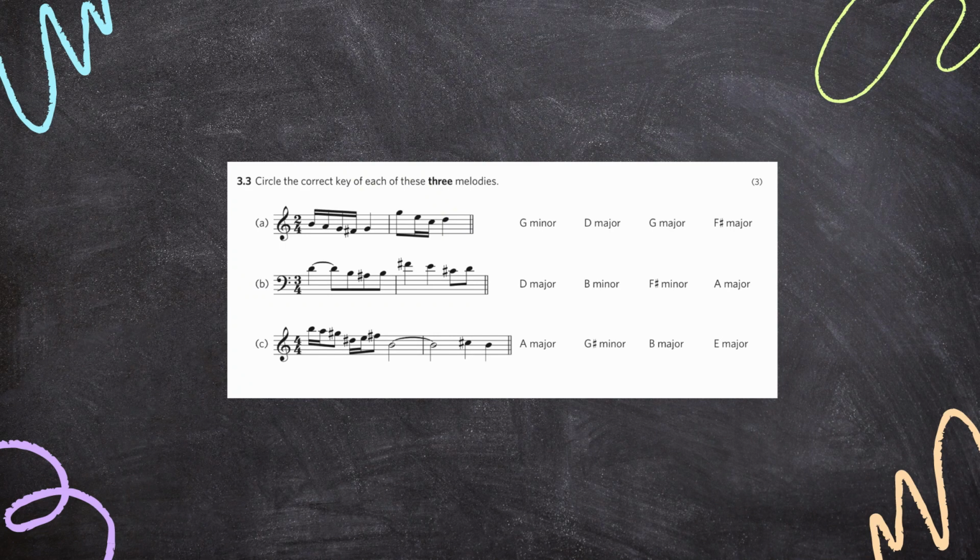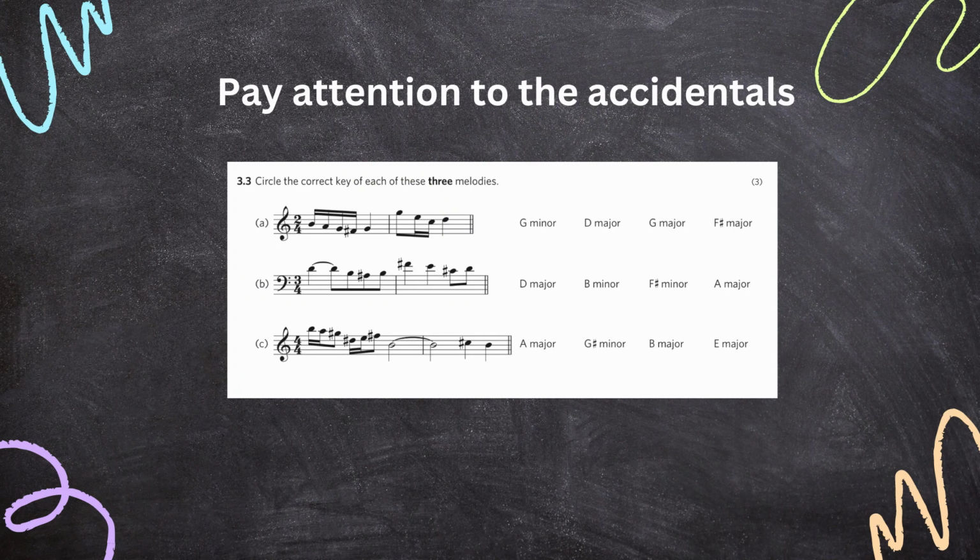In question 3.3, you need to figure out the key of a passage. Pay attention to all accidentals and you will find the way. In question A, there is an F sharp. The answer is G major.